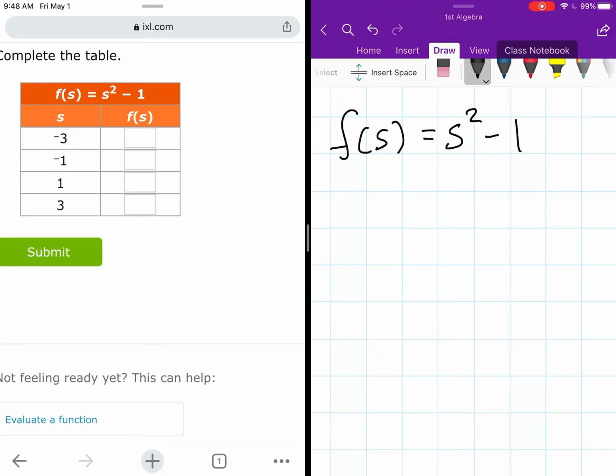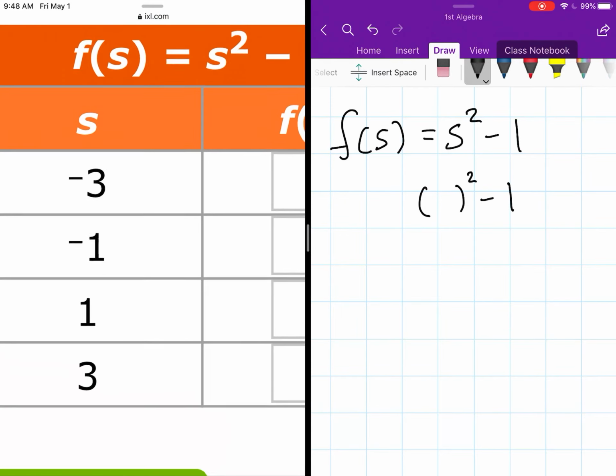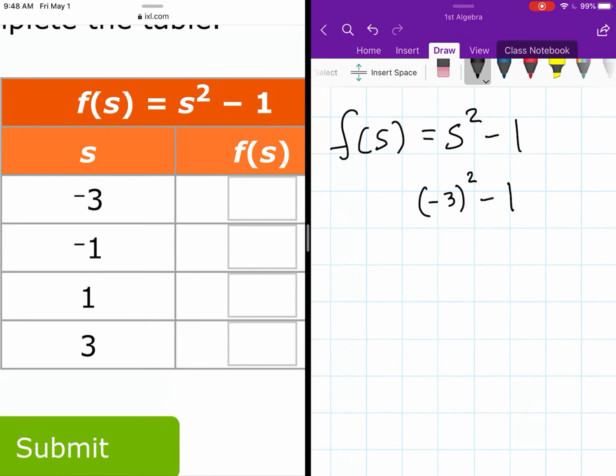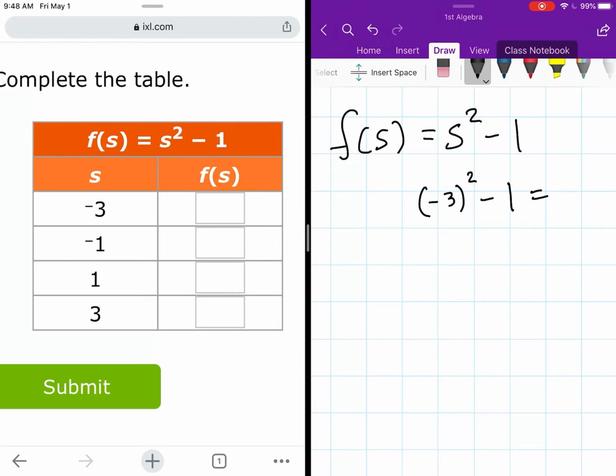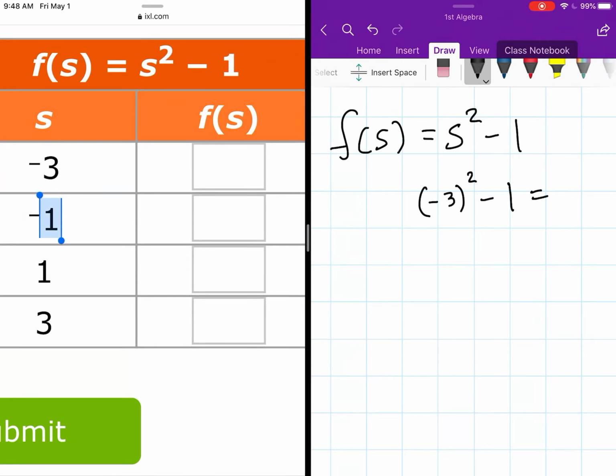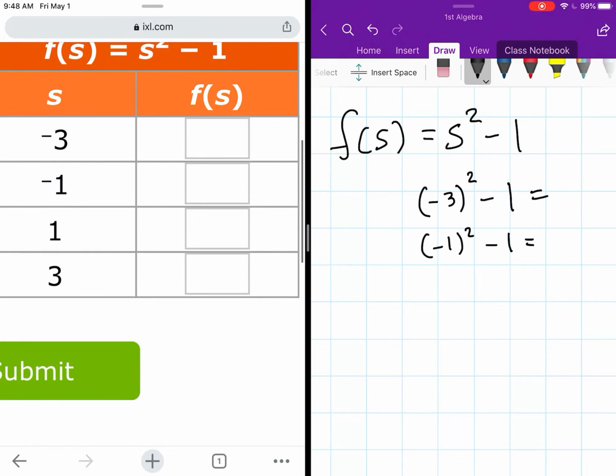So then here what I have to do is, instead of the s, I'm going to put parentheses around it, squared minus 1, and inside of that, I'm going to put the first s from over here, so negative 3. And then whatever that gives me, that'll be my answer in that first box. I'm going to keep doing that down the rest of the table. So I'm going to do that again, but this time with the negative 1 from the table. Then I'm going to do that again, but this time with a positive 1. So 1 squared minus 1. And I'm going to do that again, but with a positive 3. So 3 squared minus 1. And I have to find the value of all of those.